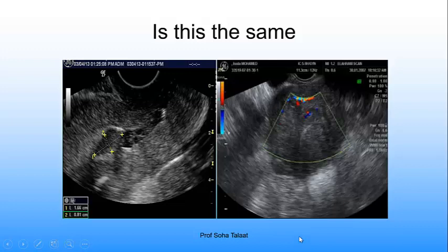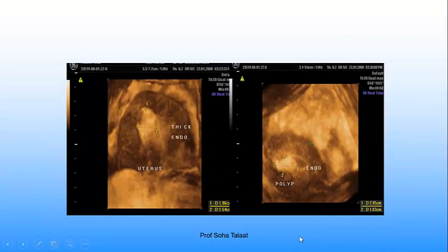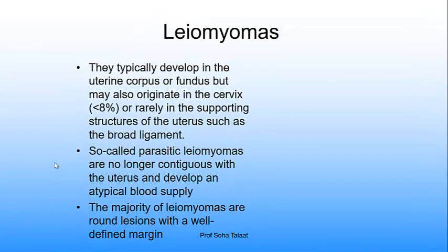But in complicated cases, we have to do MR then. Here, 3D ultrasound is also very important in delineating the lesion and the size of the polyp. Here there is a polyp in the right corner of the uterus, and the endometrium is seen on the other side of the polyp. So this is also a right cornual endometrial polyp on 4D image.